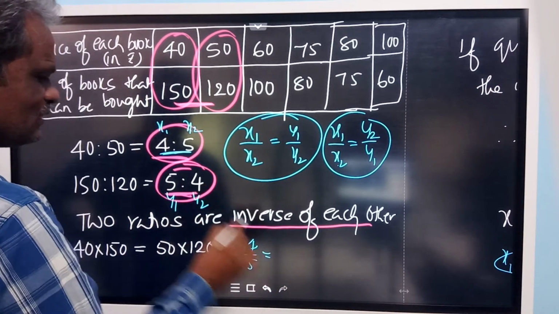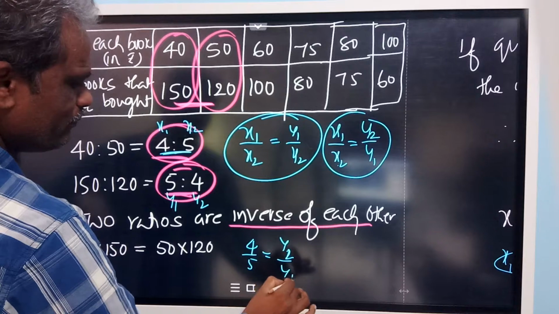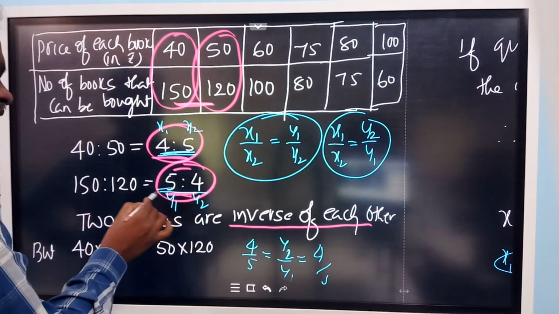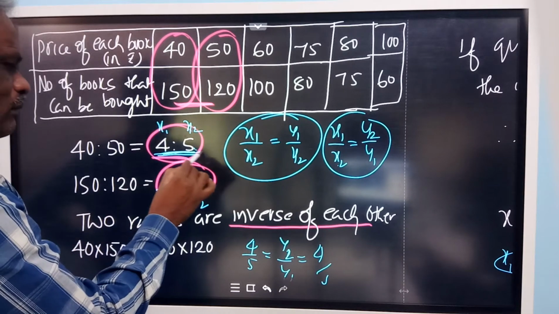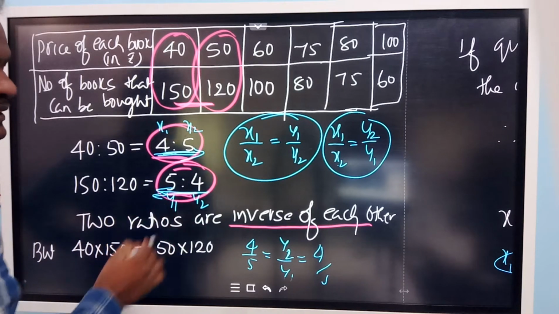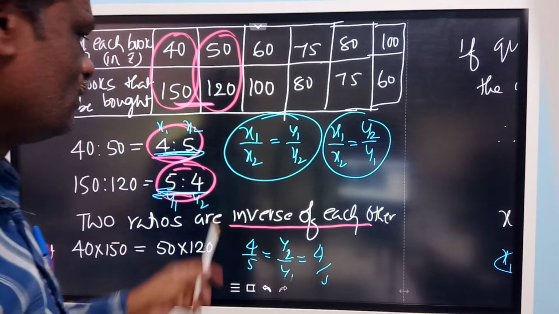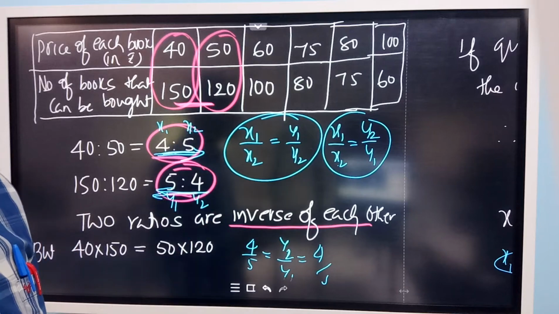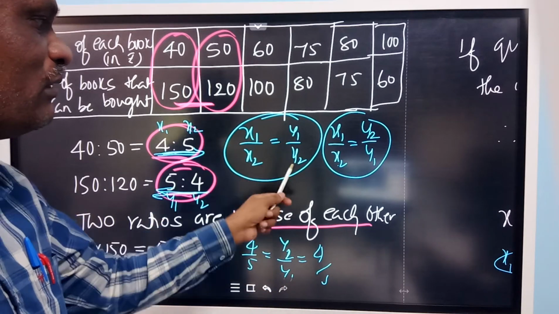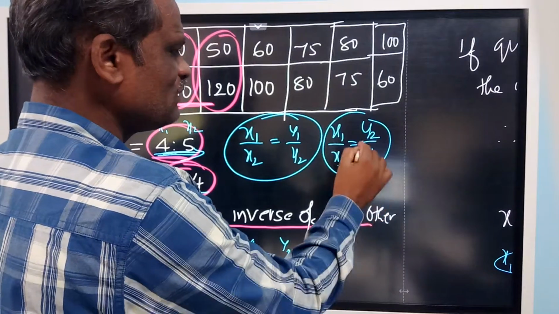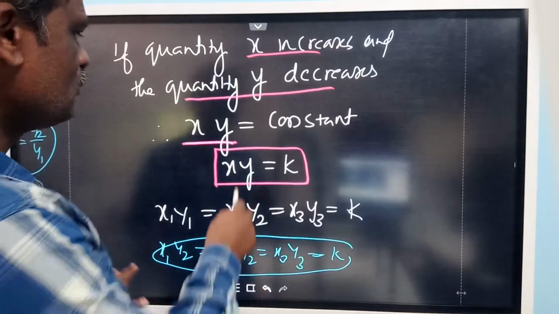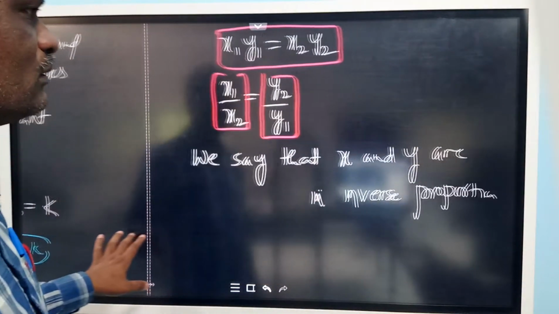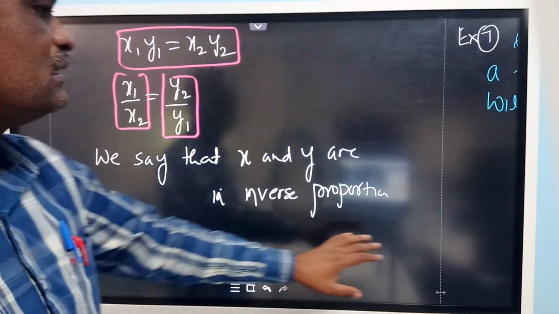You change it to Y2 by Y1, then you will get 4 by 5. So here it is in the reverse direction. X1 by X2 is equal to Y2 by Y1, not Y1 by Y2. In direct proportion it is Y1 by Y2, but in inverse proportion it is Y2 by Y1. Or just multiply the two quantities, and it is always constant. So we say that it is inverse proportion.